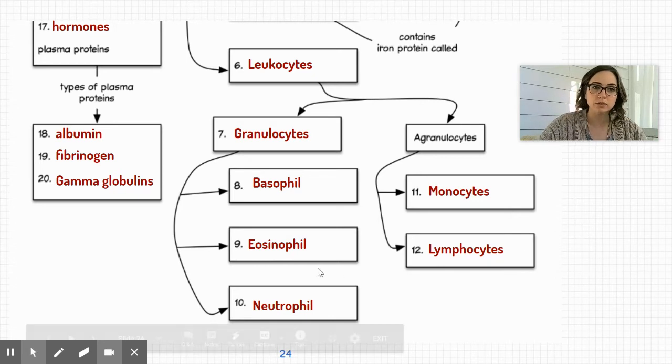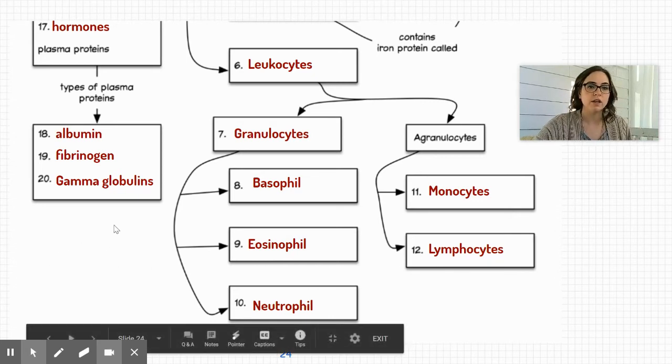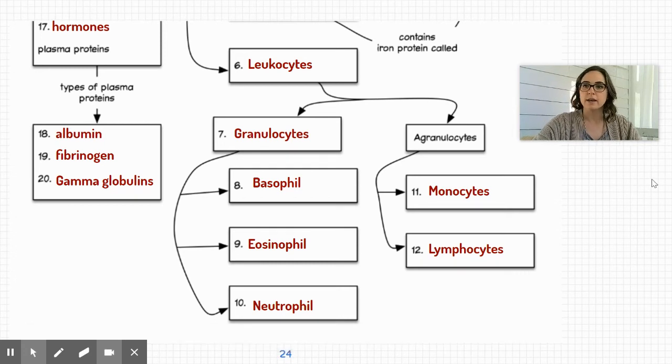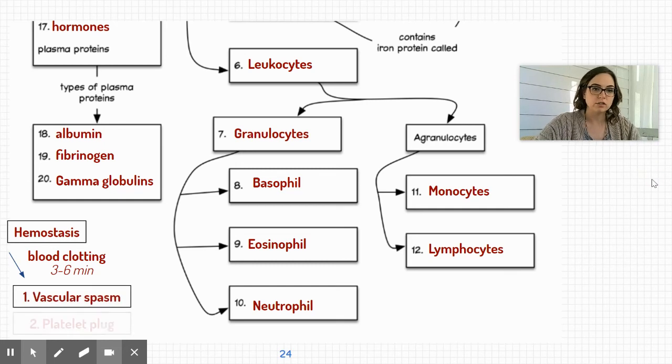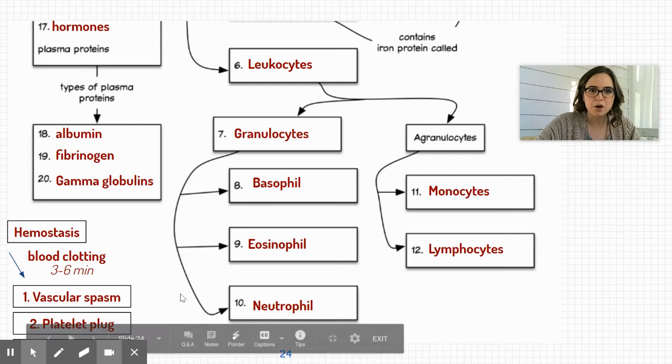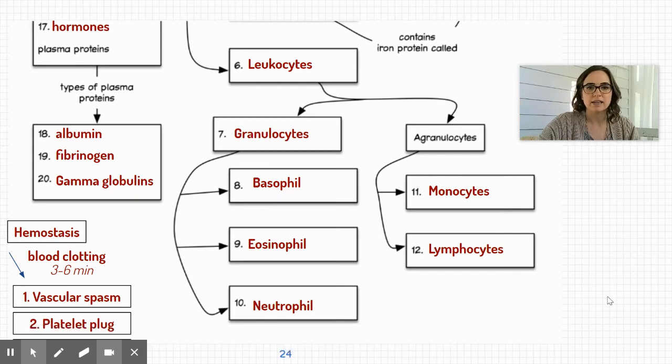The last little thing, I want you guys to use this little section of your page here to fill the rest of this out on this process of blood clotting or hemostasis. So blood clotting takes roughly about 3 to 6 minutes, and there's 3 steps to it. You have your vascular spasm, your platelet plug, and then you have coagulation. Sorry, you can't see that. I'll minimize the screen here at the end so you can jot that down.